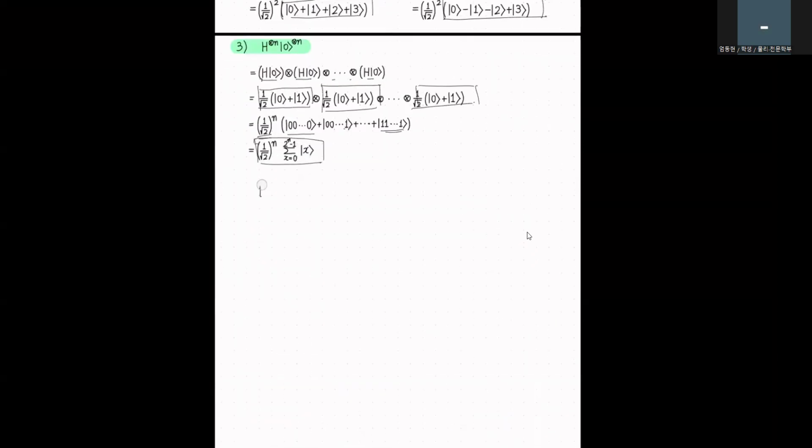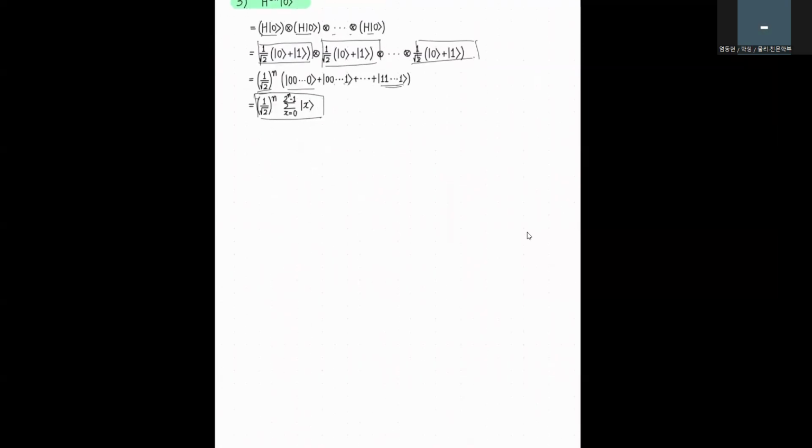Expanding this to the x binary string, well, before I move on, let me just slightly derive this for you. Well, never mind. I don't think we need to do that here. Just move on.